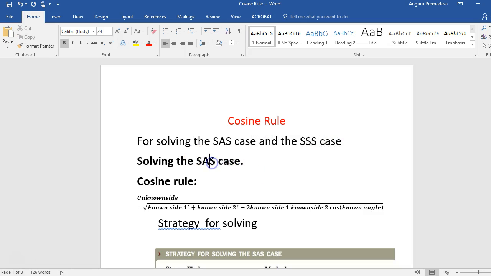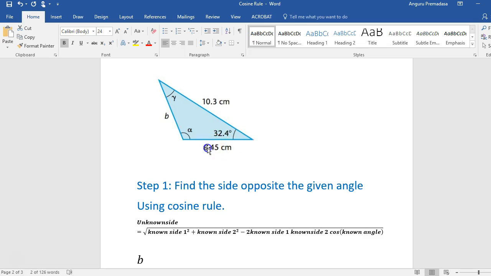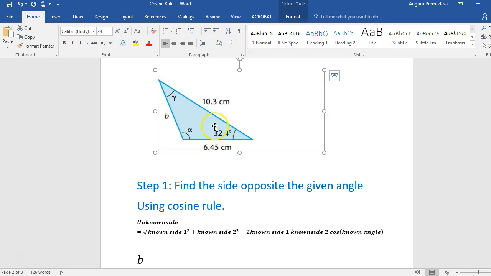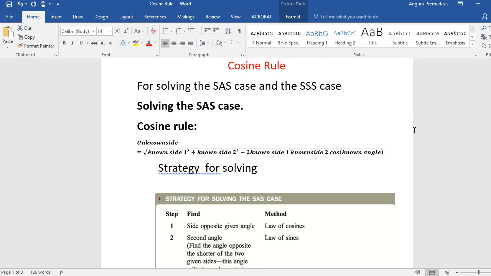SAS case means you know two sides and the angle between the two sides. So for example, this is SAS. Why? Because you know two sides, 6.45 and 10.3, and you know the angle between the two sides, not opposite one of the sides. To do a situation like that, the sine rule is not enough. You need to know the cosine rule.